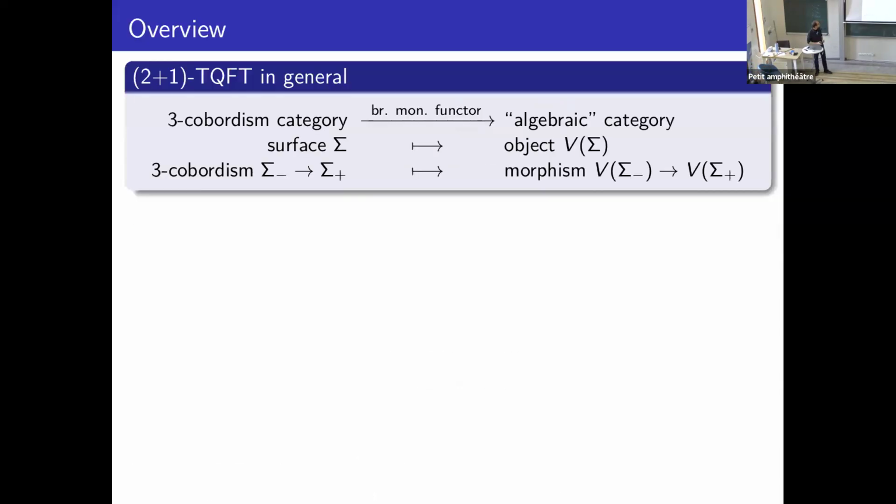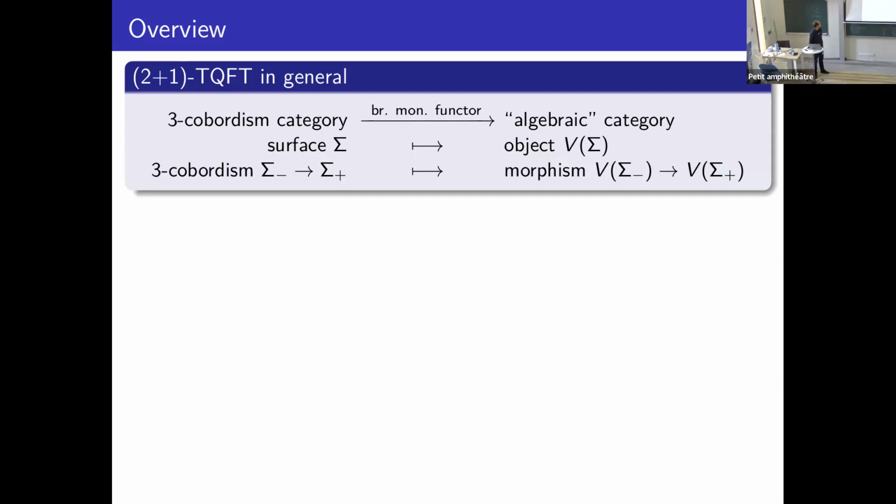TQFT. So let me just remember from Marco's lecture what a TQFT is. A TQFT is a braided monoidal functor, and you go from some category of cobordisms to some algebraic category. Then to a surface you will associate an object in the category, and to a cobordism you will associate a morphism between the objects that you have associated to the surfaces.